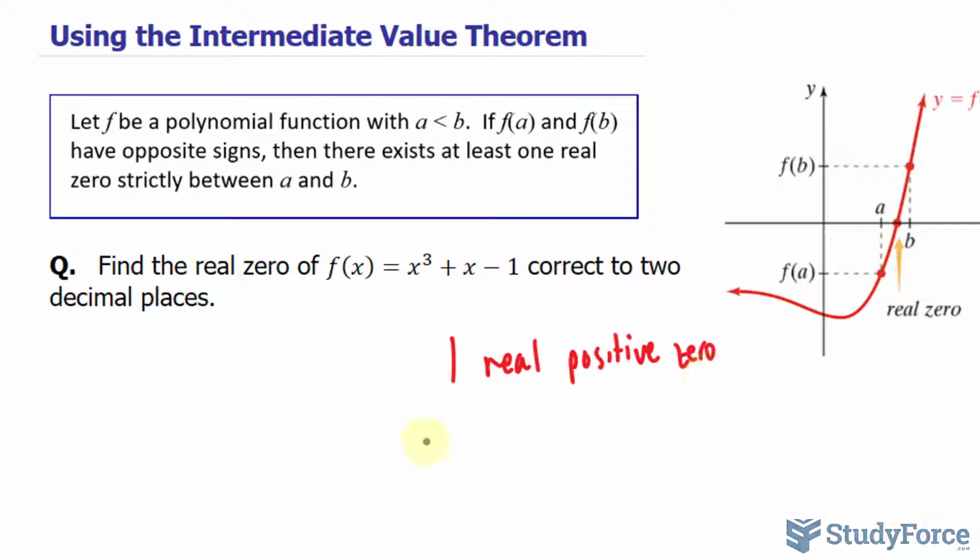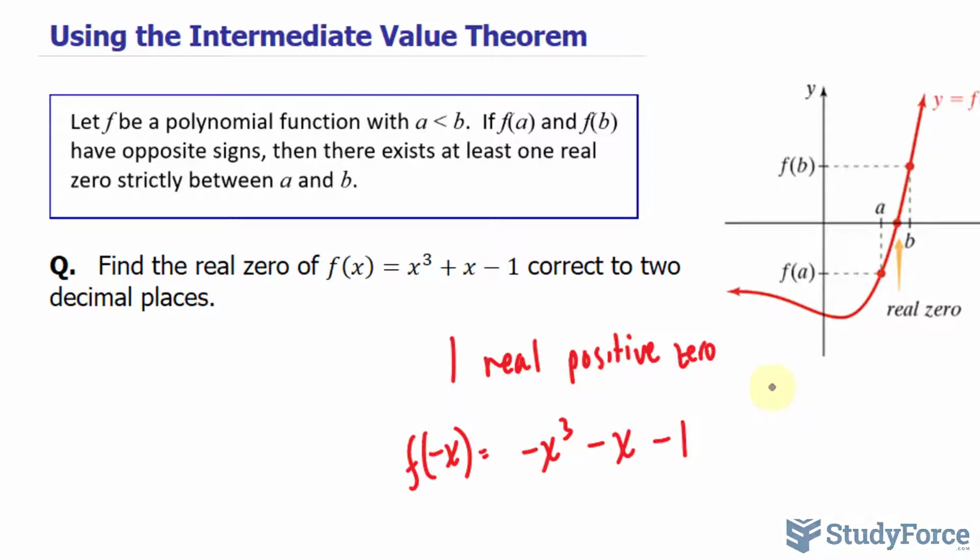If I were to substitute negative x into my function, I end up with negative x to the power of 3, that becomes negative x minus 1. All throughout these terms, there are no changes in sign. So there are no real negative zeros. Expect only one real positive zero. The reason why this is important for us is because now I can start to narrow it down.